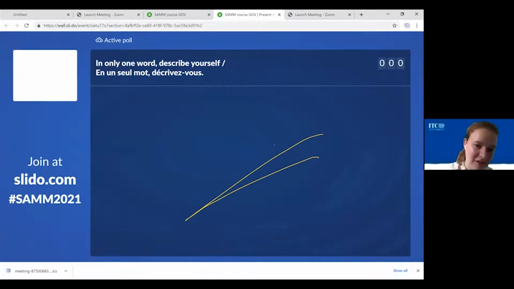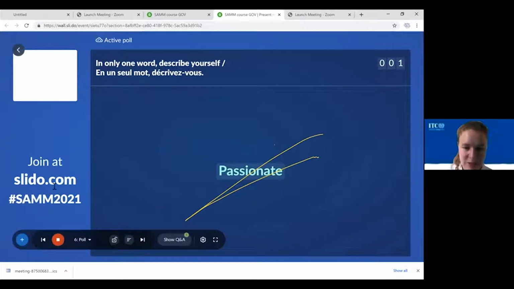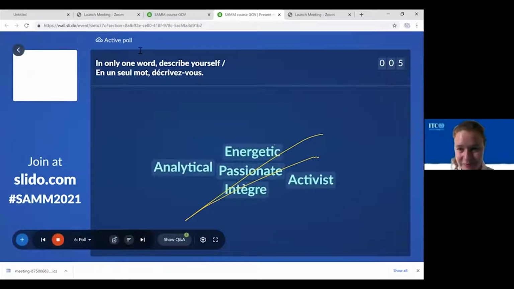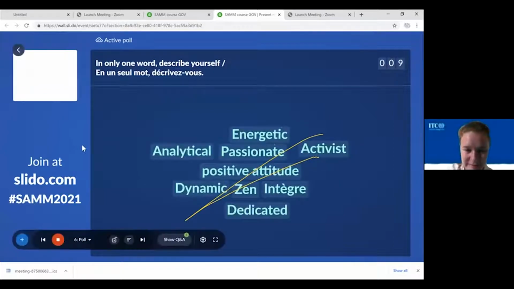So this is not really directly connected to migration issues, but please let us know in only one word, how would you describe yourself? Somebody says passionate, and passion is very important. So we hope we will have passionate and energetic participants to liven our discussions.